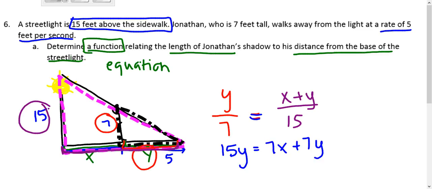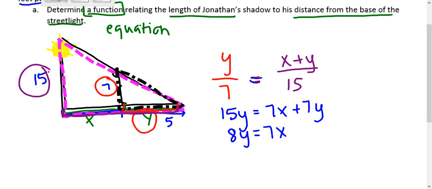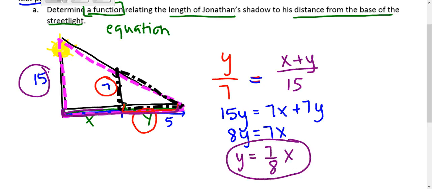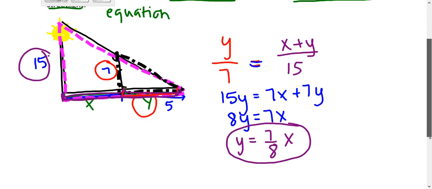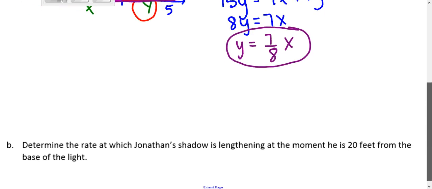There's our equation, but let's get all the x's and y's on the same side. So we can subtract 7y and we get 8y equals 7x. Then we divide both sides by 8, so we get y equals 7 over 8 x. And there's our equation that relates his shadow and the distance from the light pole. That's probably the hardest part about this, figuring out that equation.